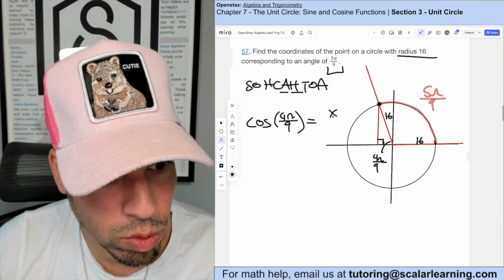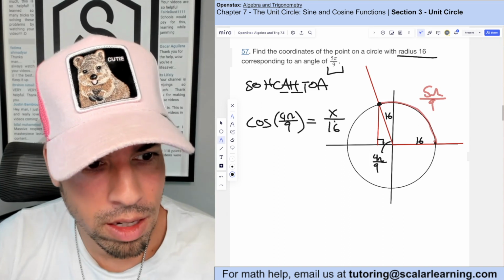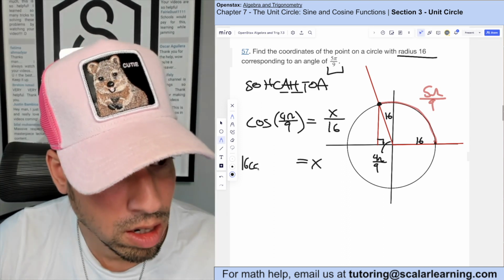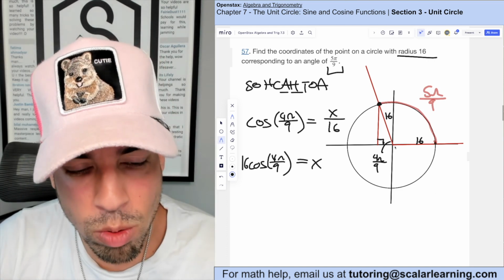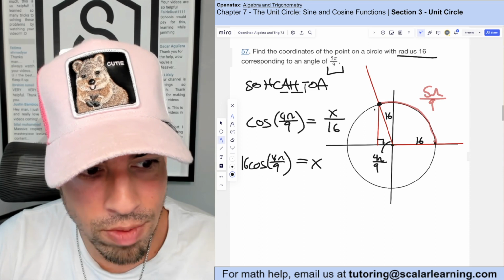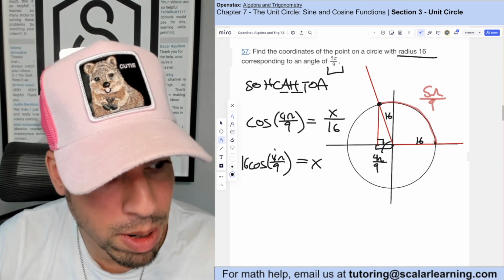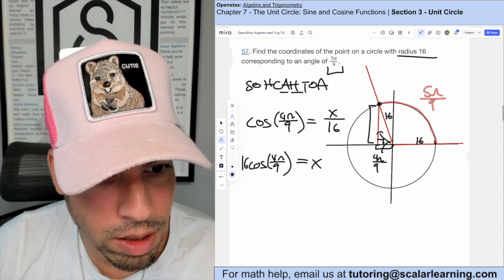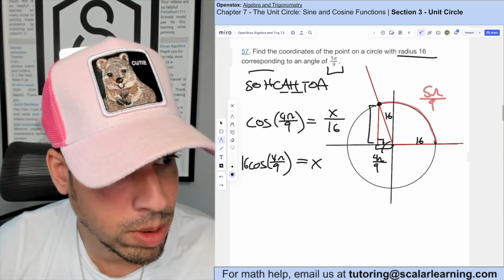So we'll say it's equal to x over 16, which means that this length here is going to be x equal to, we'll multiply both sides by 16, 16 cosine of 4 pi over 9. And that's pretty cool because that's actually going to give me the x value as long as we negate this, because we're going to the left from 0 by this amount. Now we need to figure out this value, and that's opposite 4 pi ninths. So what's going to use opposite and hypotenuse? That's going to be sine, right?